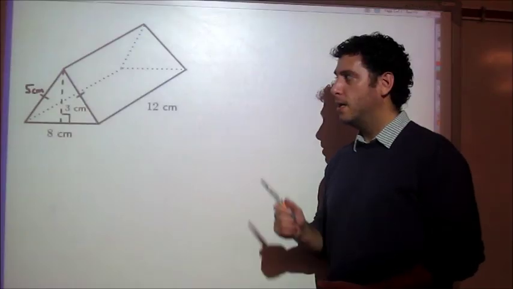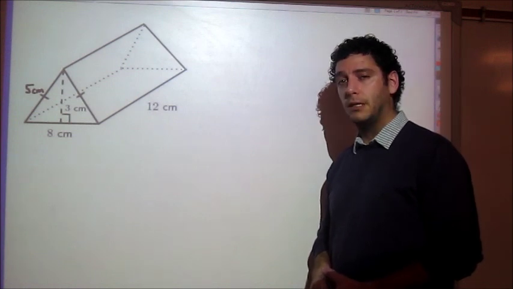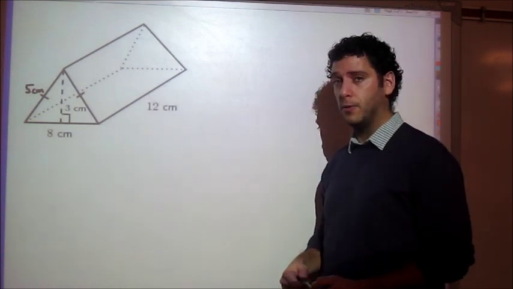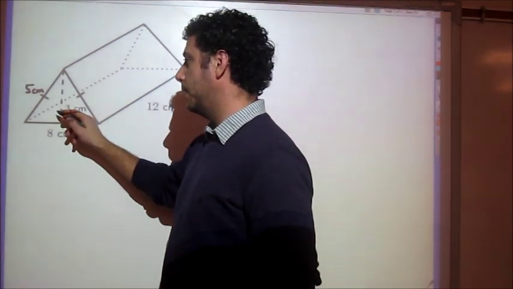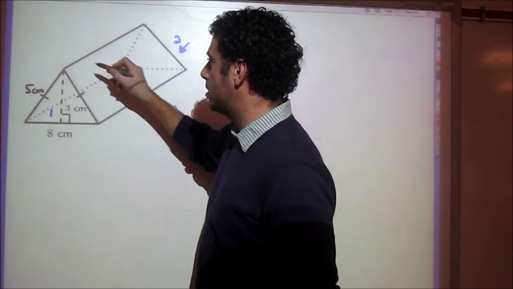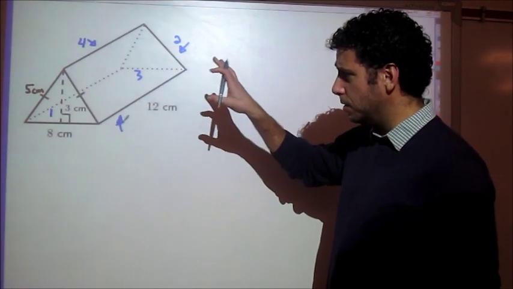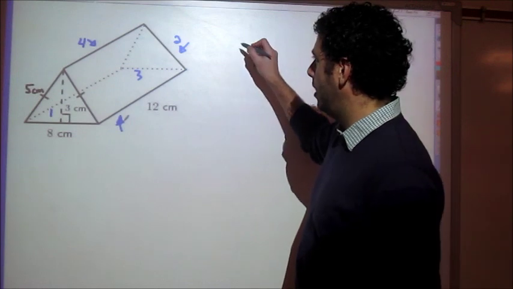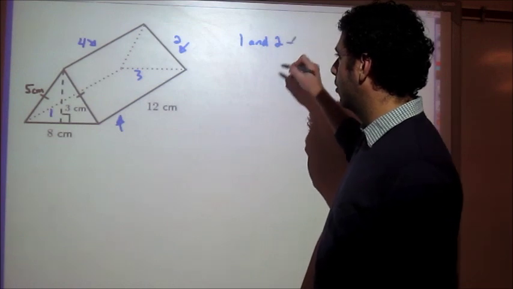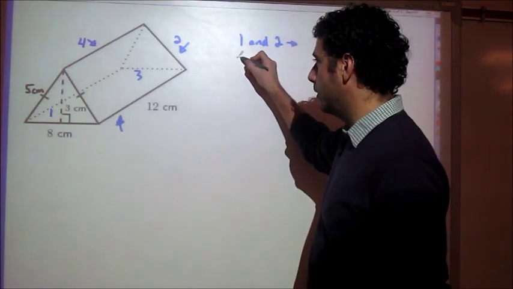Let's try another example. In this example, this right triangular prism is an isosceles right triangular prism. So we're given a few dimensions here, and we need to be careful with them. We're going to start by labeling the sides again. 1, 2 in the back, 3 will be the right side, 4 will be the left side, and 5 will be the bottom. And when I look at this right triangular prism, I know that sides 1 and 2 are congruent. I know that sides 3 and 4 are congruent.